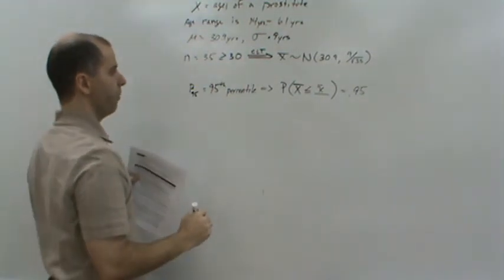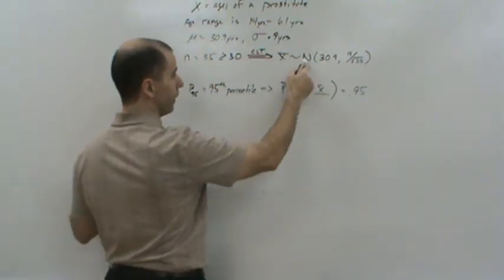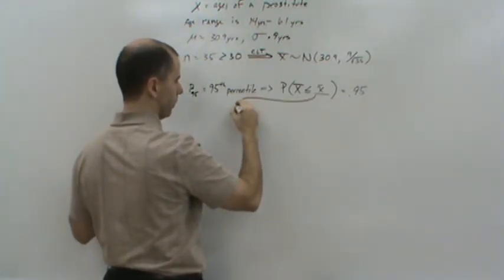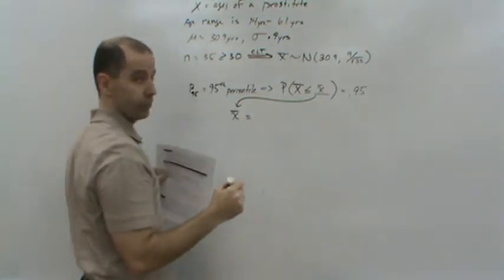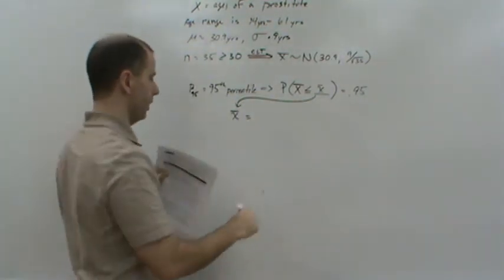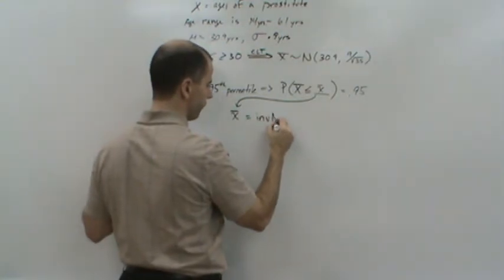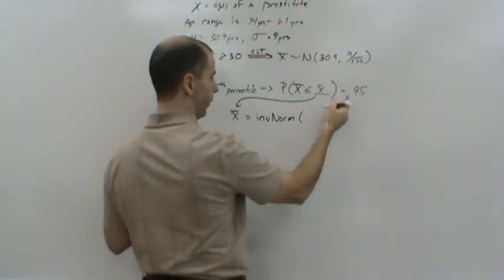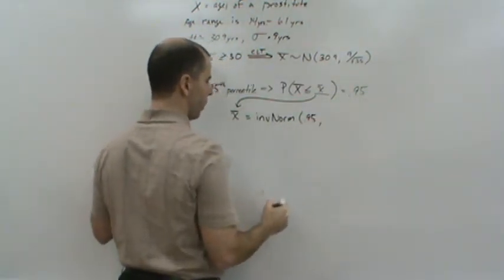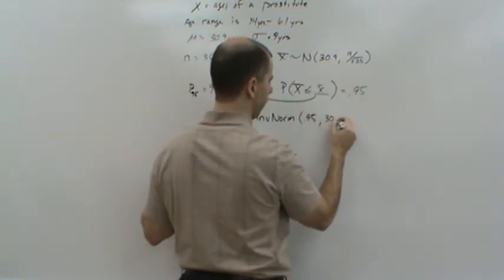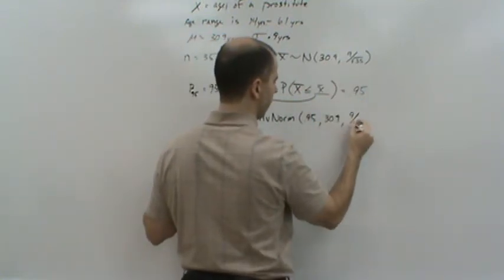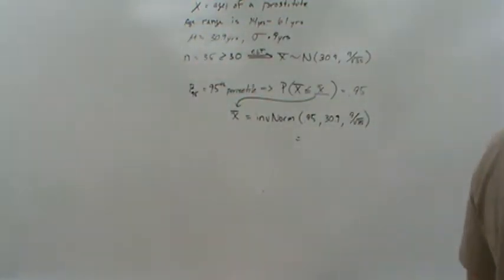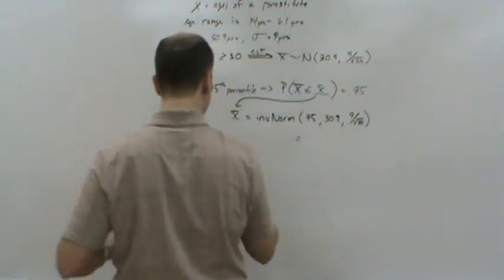Okay, and now we're looking for an X value. We know that it's normally distributed, so the X bar value that we're looking for we're going to get by using inverse normal, right? So inverse norm, and what's the area to the left that we put in? Well, 0.95. What's the mean? 30.9. And what's the standard deviation? 9 divided by the square root of 35. And the value that we get is 32.7.